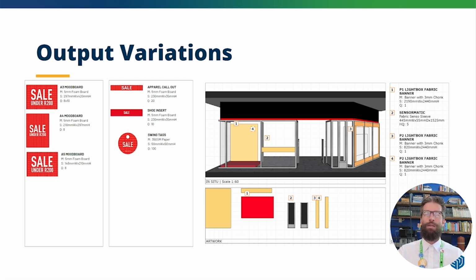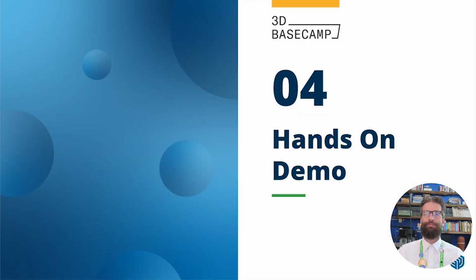And if you want to see all of that specifically in a sales campaign, let's say at the end of a season, then you can create layout templates that show shoe insert, apparel call out, mood board elements, lightbox fabric frames, the sock or the sleeve that sits over the sensormatic, the security gate at the entrance of the store. We see the lightbox fabric banners and their sizes. All of this fits into that one point cloud model that we've created.